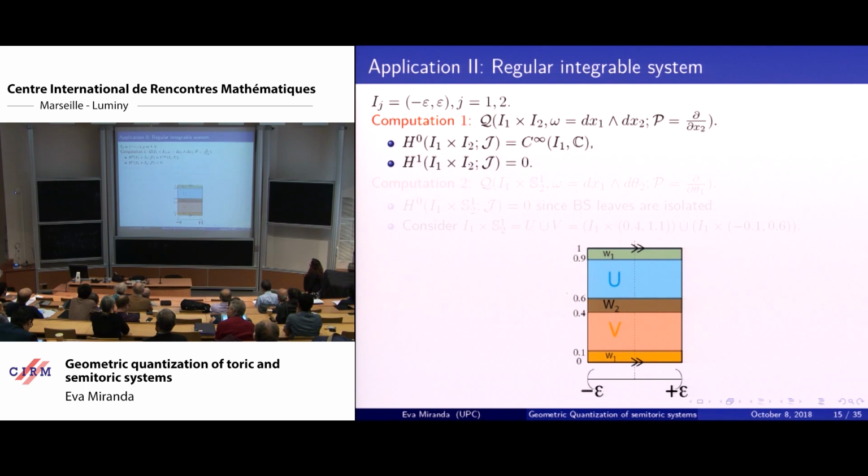For H1 I get 0, why? Because I'm in the regular case, and I can prove a Poincaré lemma, so H0 is equal to H1 is equal to 0 in this case. Computation 2: now I want to understand the product of an interval with an S1, and I'm going to need computation 1 to understand this one, because this is a product of the S1 direction and the interval.